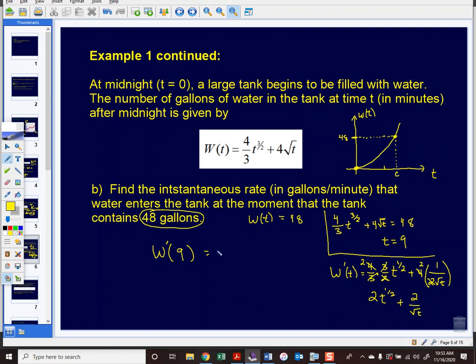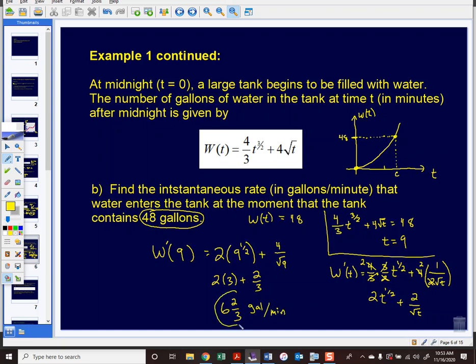So my final calculation is going to be 2 times 9 to the 1/2 plus 4 over square root 9. And 9 to the 1/2 is the square root. So this is going to be 2 times 3 plus 2 over 3, which makes this final answer 6 2/3. But now my unit is going to be in gallons per minute simply because this is still the slope of the function w, whose one scale is measuring gallons and the other scale is measuring minutes. So this automatically is in gallons per minute.